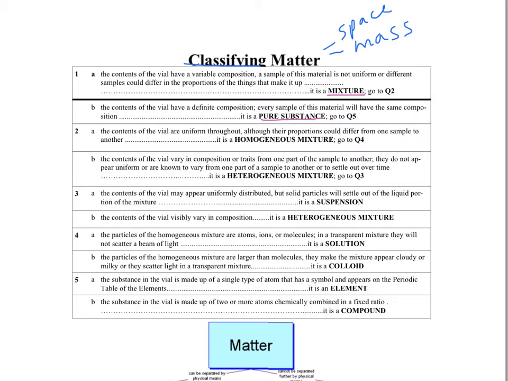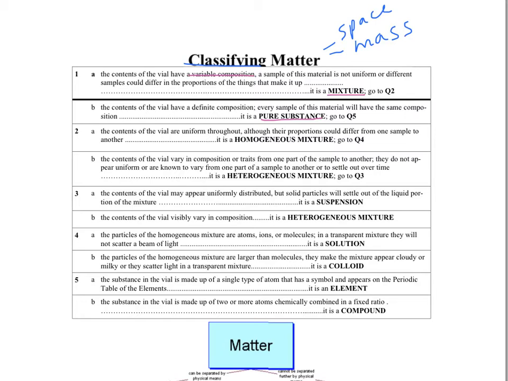So a mixture would be if you look at a vial. In this case, all of these examples are going to be if I gave you a vial of matter and I wanted you to classify it, how would you do so? If you looked at the vial and it had variable composition, and a sample of this material is not uniform and different samples could be different, such as if I gave you dirt. Now I can give you dirt from all over. I can give you red dirt, black dirt, any kind of dirt I want, and we all call that dirt, but it is a mixture. Not all dirts are the same.